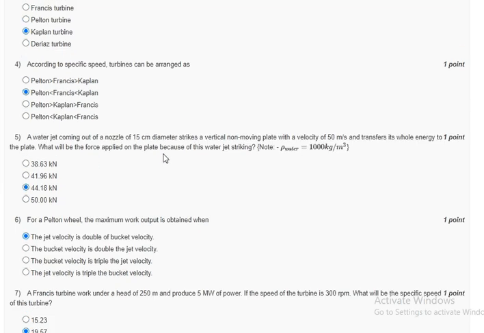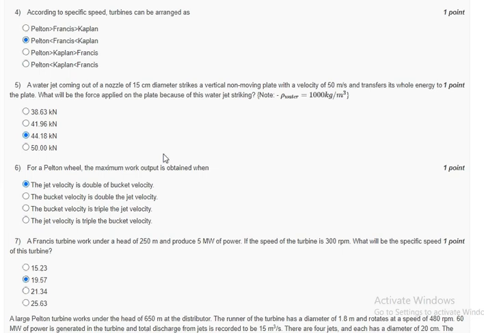Next question, it is a numerical question. A water jet coming out of a nozzle of 15 cm diameter strikes a vertical non-moving plate with a velocity of 50 meter per second and transfers its whole energy to the plate. What will be the force applied on the plate because of this water jet striking?